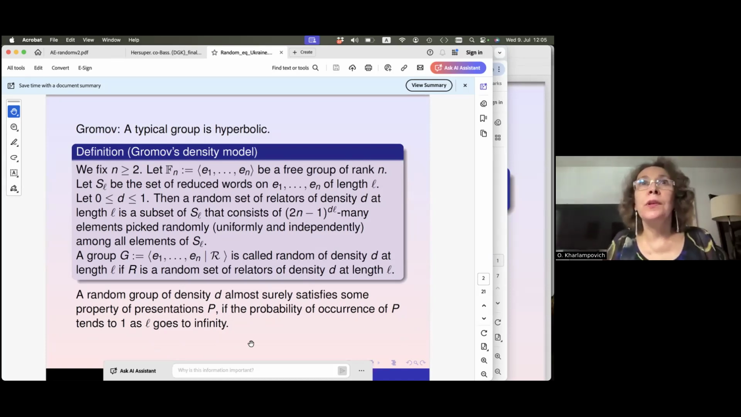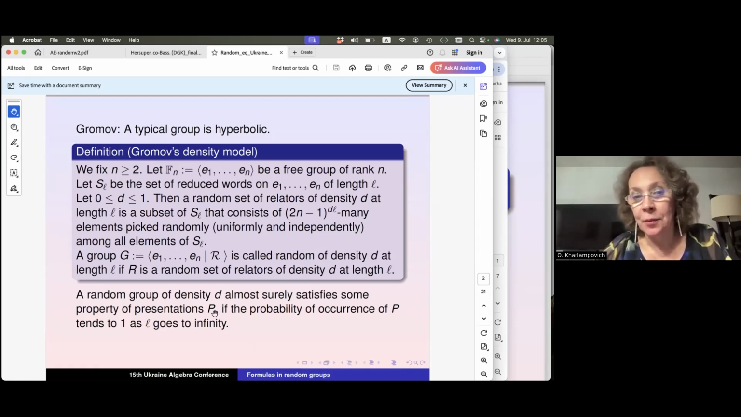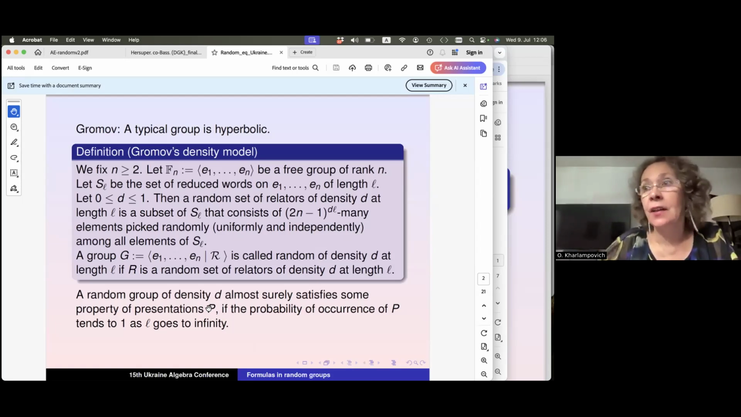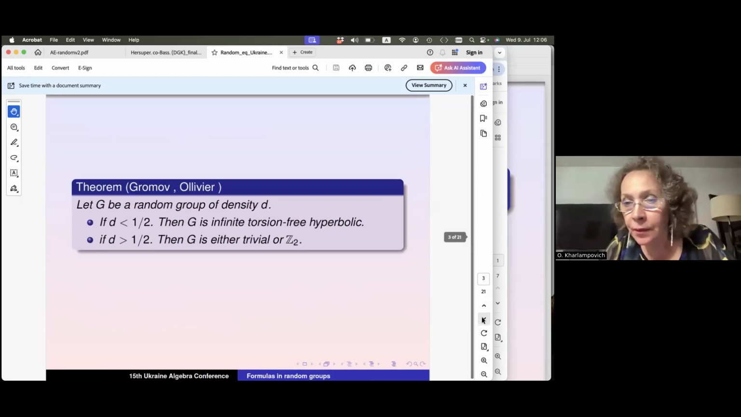Again, it's not a group, it is a model. Suppose we have some property P. For every L, there is a subset of all our groups at length L which satisfy P. As L goes to infinity, this fraction of presentations satisfying property P should be larger and larger, and basically it should be almost all the groups of length L. Then we say that a random group satisfies property P.